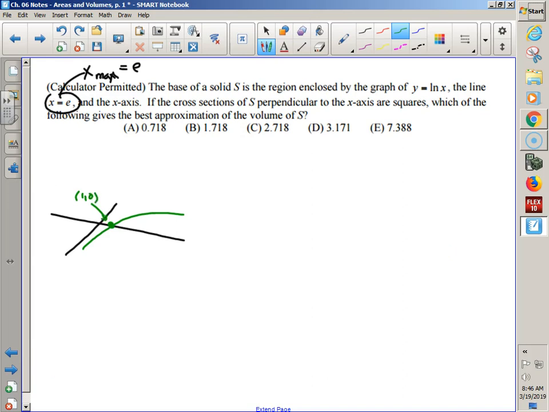So where's e if it's a tick mark? Here-ish, right? Because if that's 1, well then this could be 2, and that's somewhere between 2 and 3. So did you guys think about this being your foundation? Now careful, it didn't just say ln, it didn't just say x equals e. What did it say as your third boundary to close it in? The x-axis.